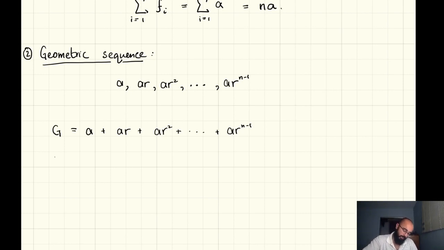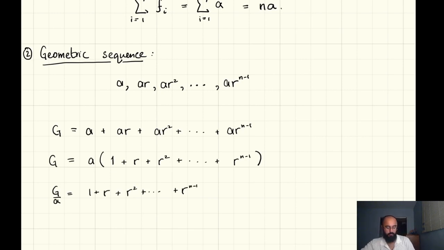Now we can do some algebraic manipulation. I can take a common, and I'm left with 1 plus r plus r squared up till r to the n minus 1. So if a is not equal to 0, then g over a equals 1 plus r plus r squared up till r to the n minus 1. Now let me multiply this whole by r. So I get g over a times r equals r plus r squared plus r cubed up till r to the n. So there will be r to the n minus 1 here and then plus r to the n. And now let me add 1 to both sides.